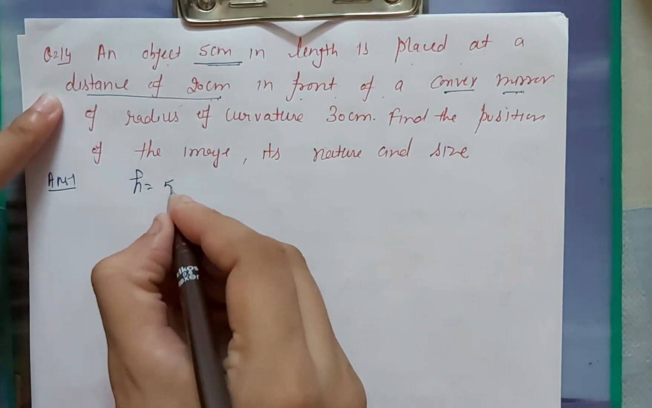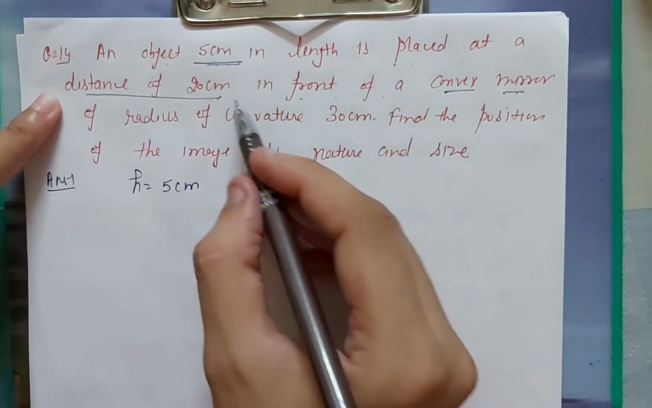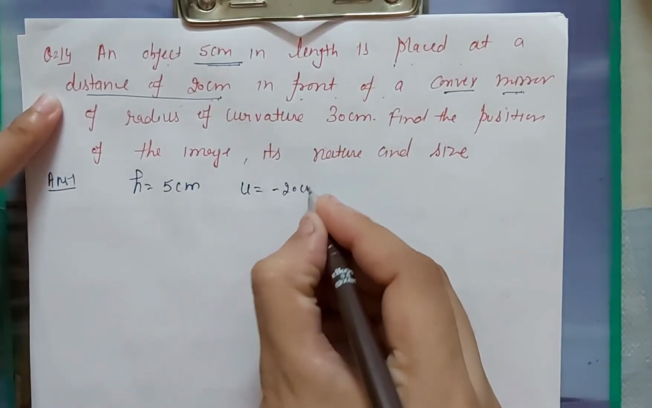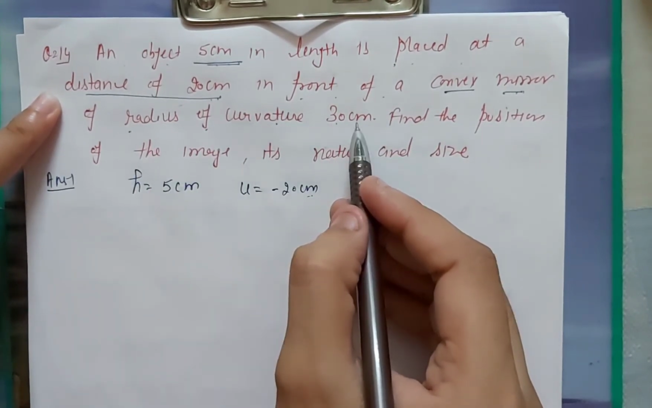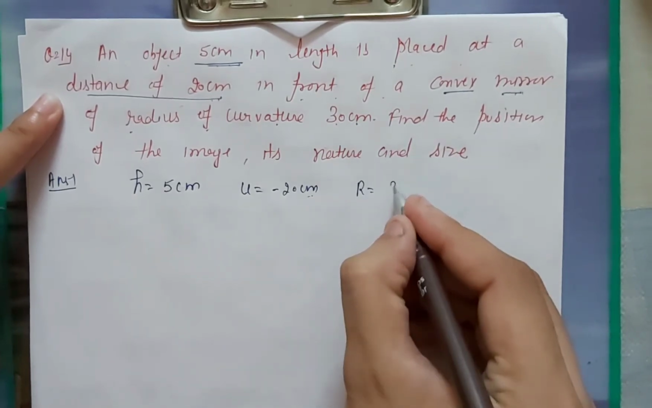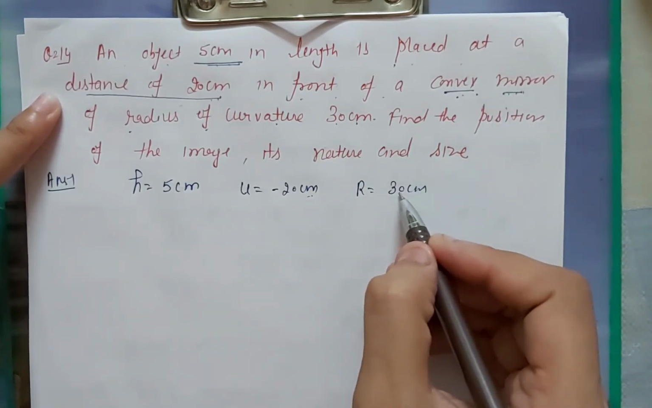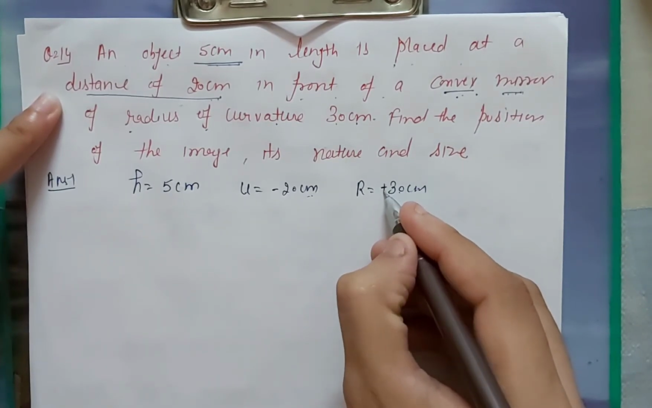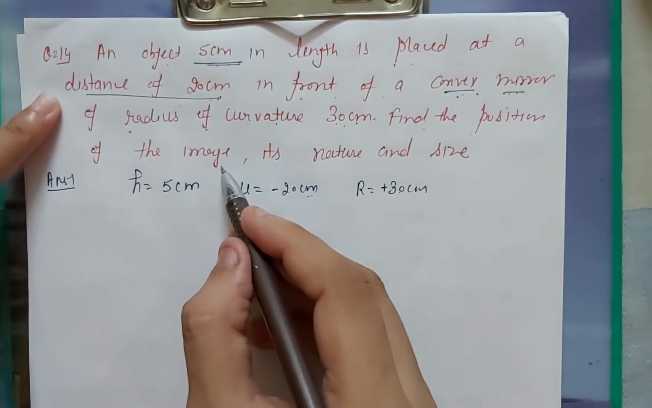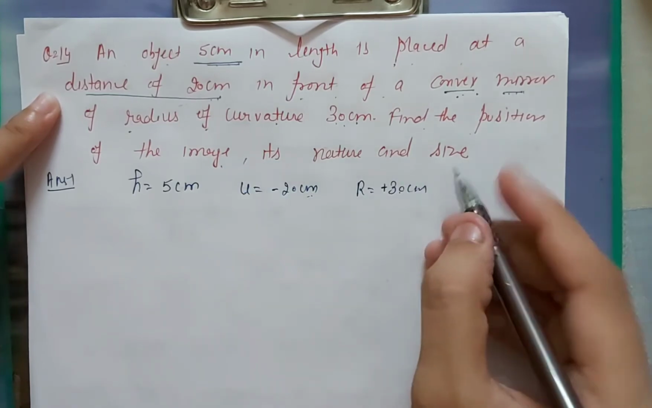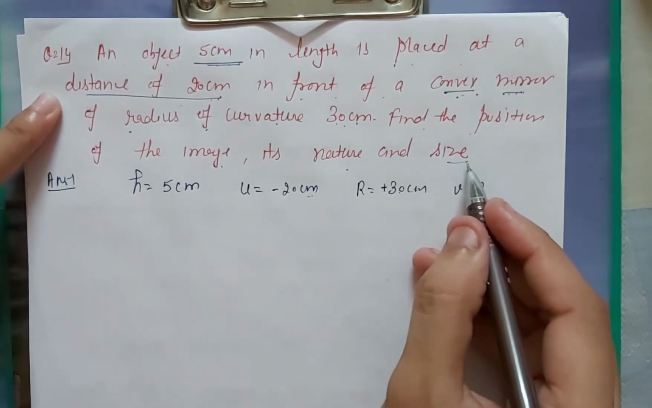So firstly write which things are given. The h value is given as 5 cm, and the u value is given. We know that u is always negative, so 20 cm. Next, the radius of curvature is 30 cm. So r is given as 30 cm. In case of a convex mirror, the radius of curvature is positive, so 30 cm. Find the position of the image. So we have to find out the v value, its nature and its size.